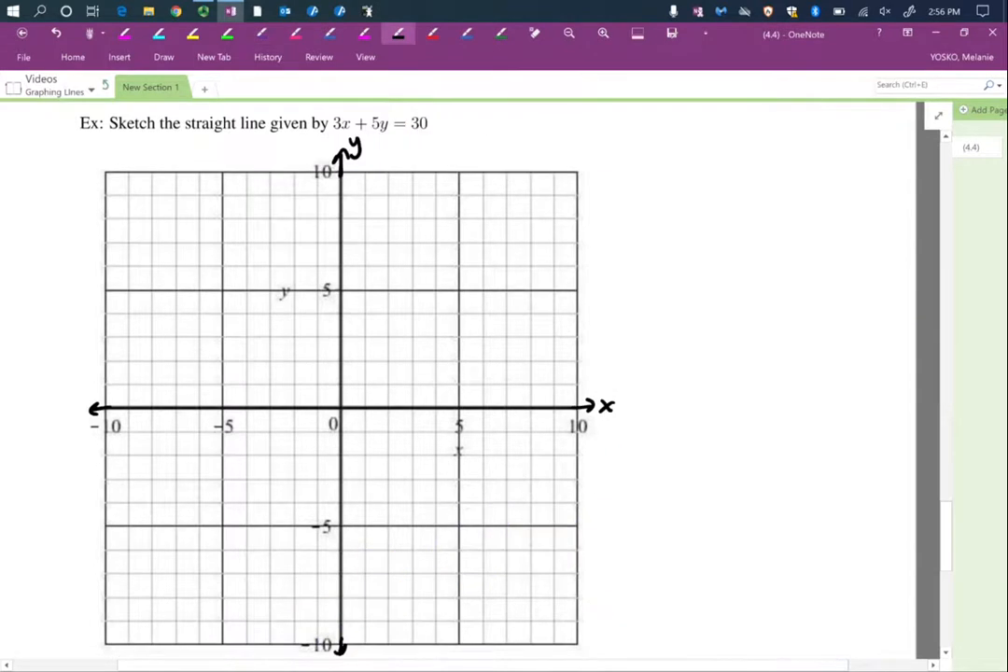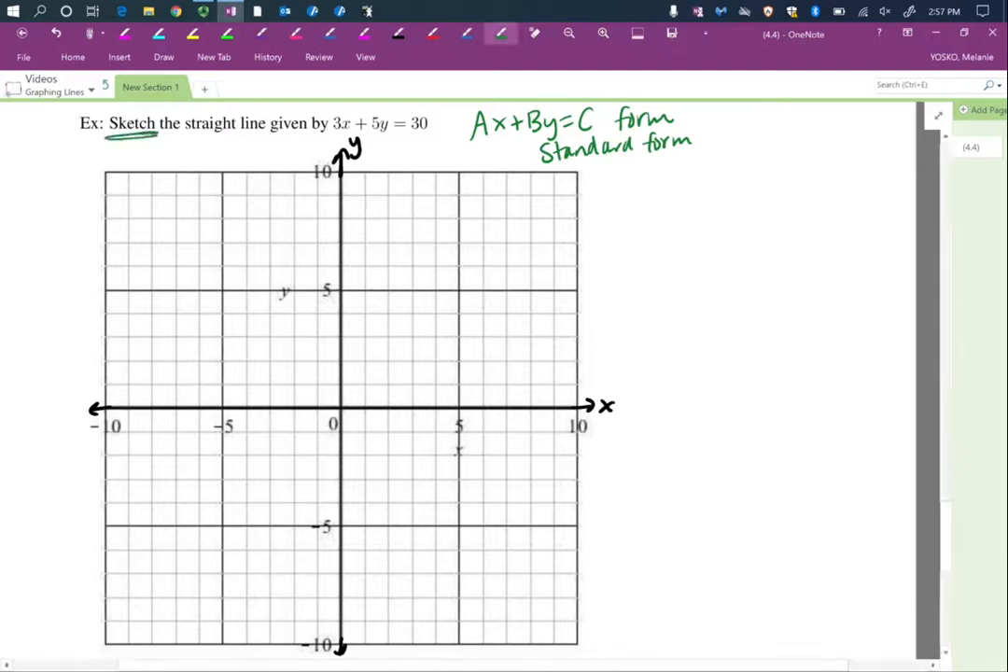Let's try another one. Sketch the straight line given by 3x plus 5 equals 30. So this one's in a different form. So this one is in ax plus by equals c form, which we call our standard form. So if you wanted to, you could manipulate this and you could get it into y equals mx plus b form or slope-intercept form and read off the slope. That's certainly possible. But there's another way to plot this quickly.